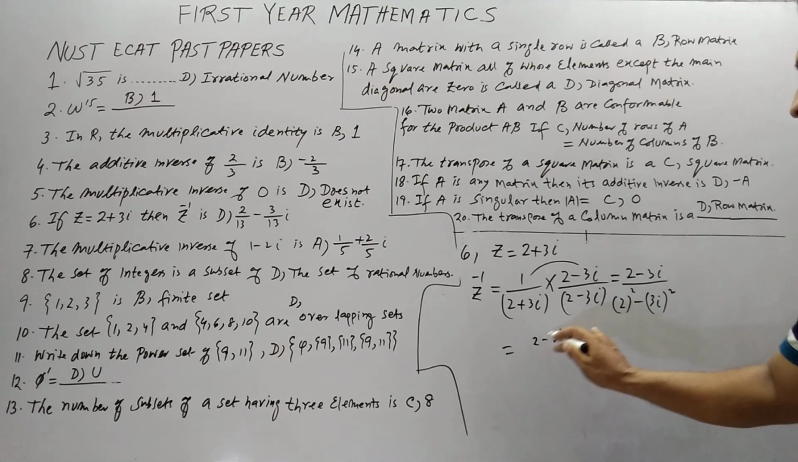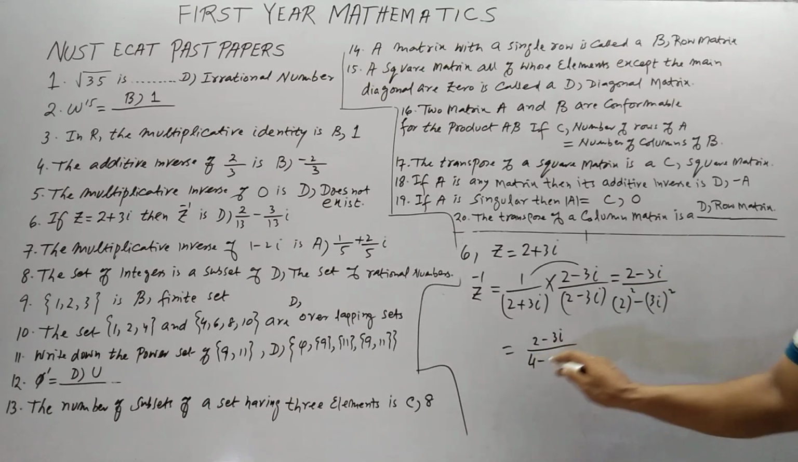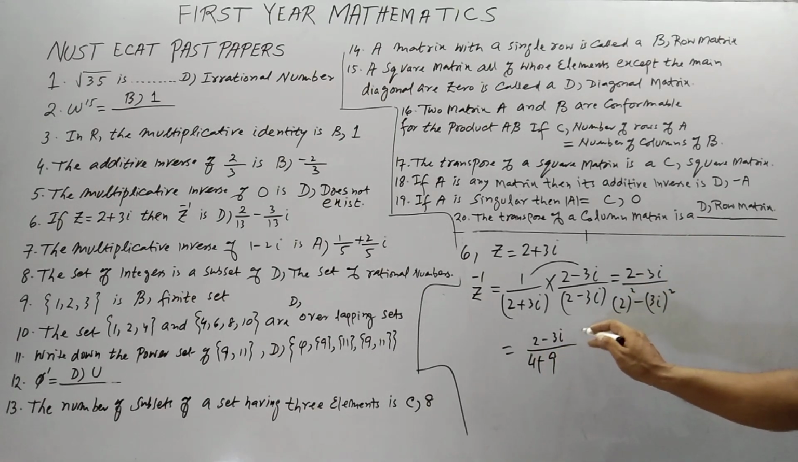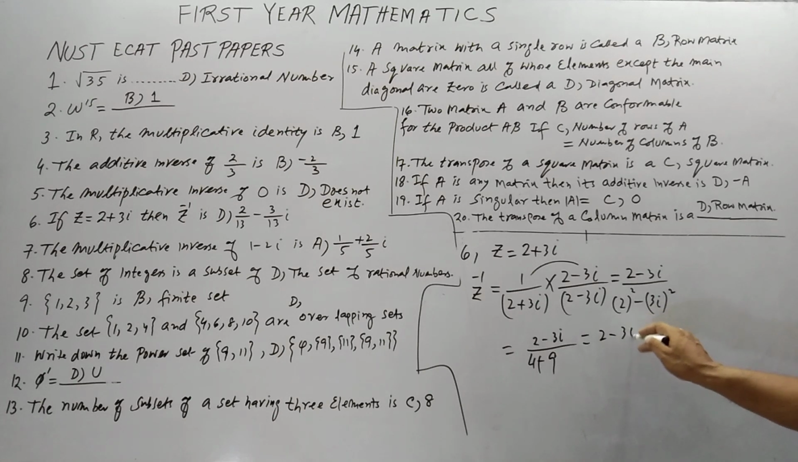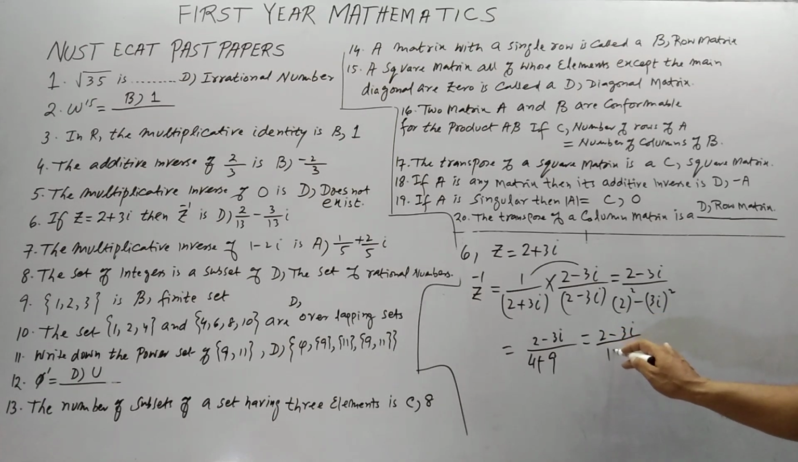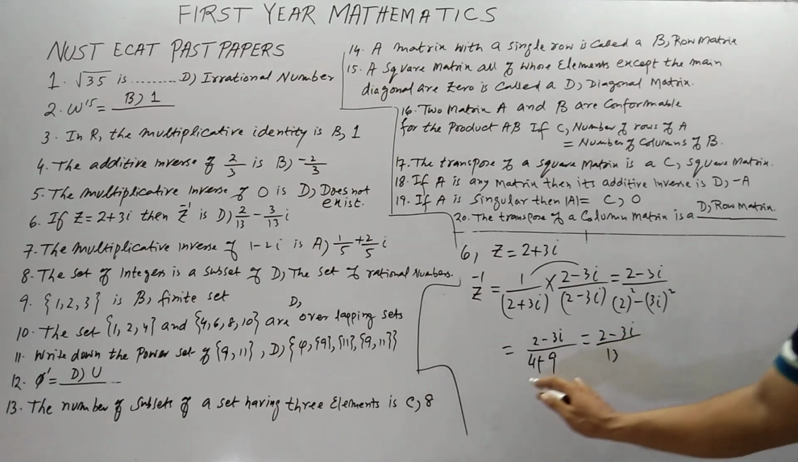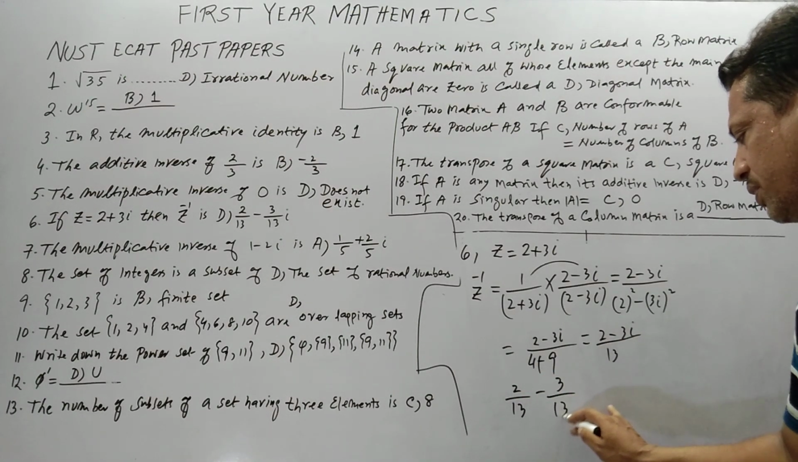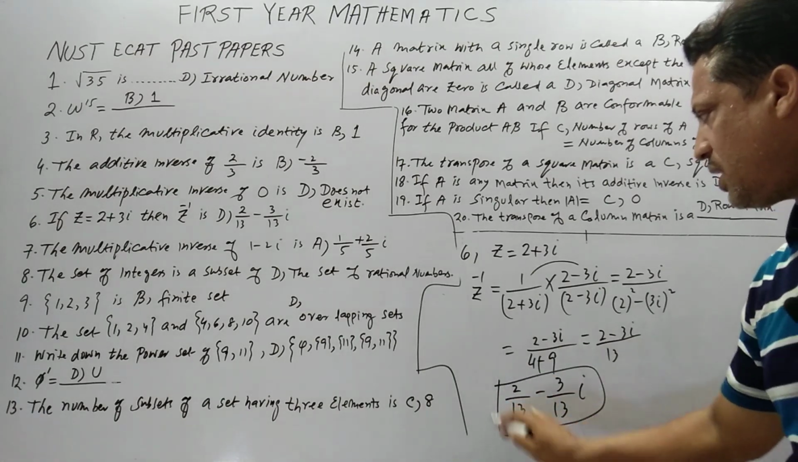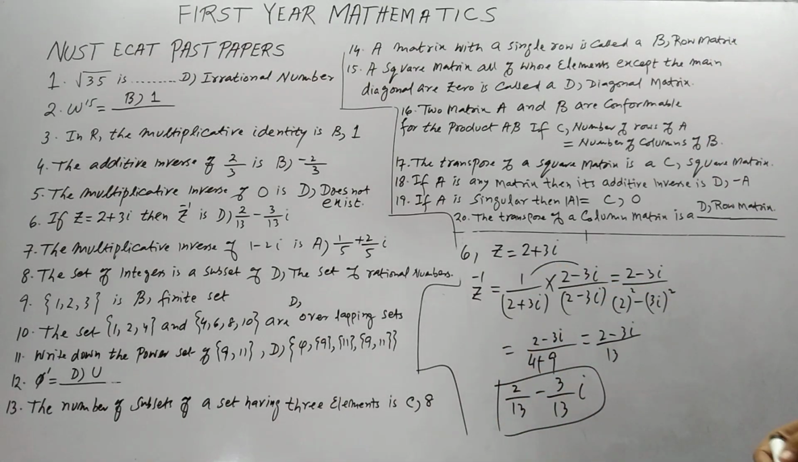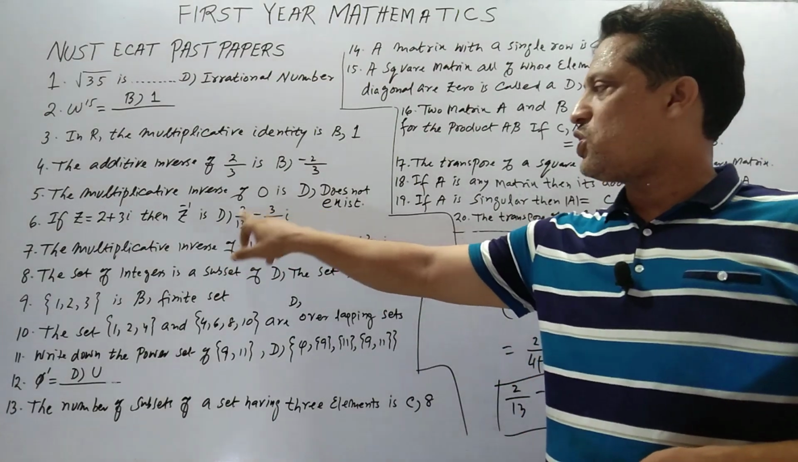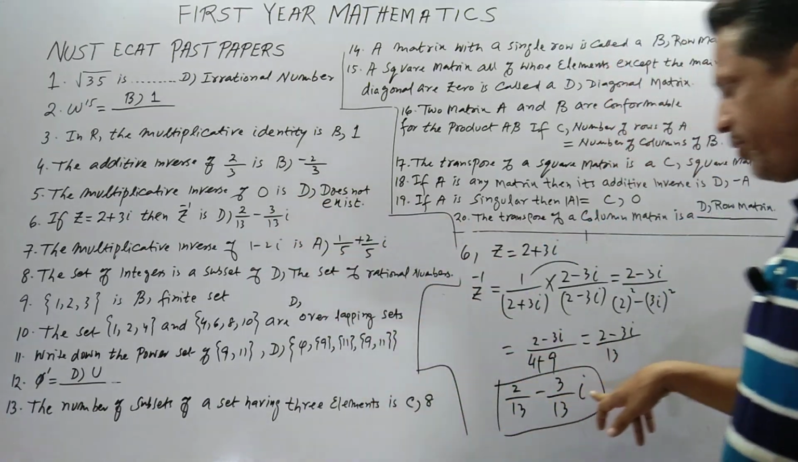Now 2 minus 3 iota upon 2 square, which is 4, minus 3 square is 9, and iota square is minus 1, so minus becomes plus. So the answer is 2 minus 3 iota upon 9 plus 4, which is 13. This can be written as 2 upon 13 minus 3 upon 13 iota. So this is the answer of z to the power minus 1, and the correct option of question number 6 is D. The answer is 2 upon 13 minus 3 upon 13 iota.